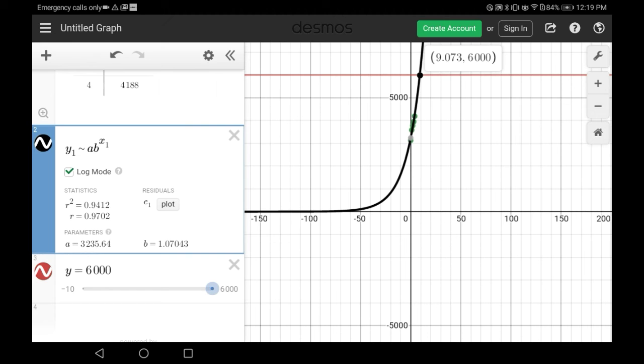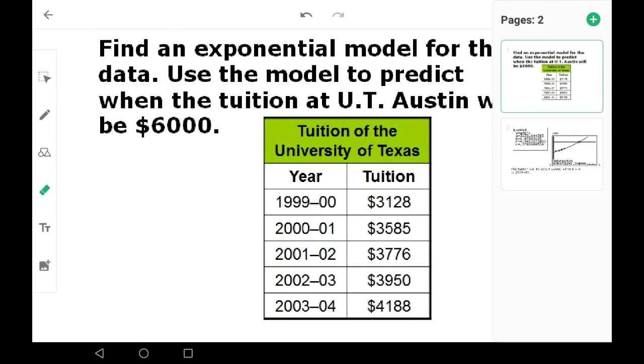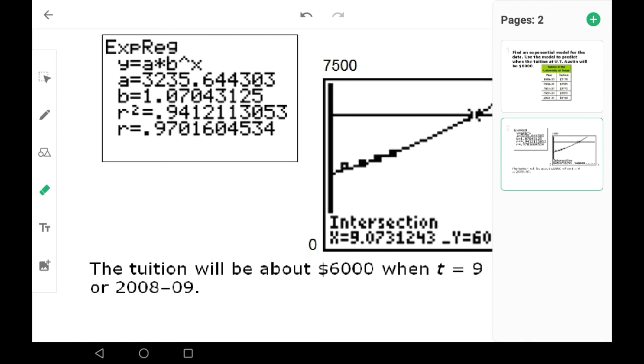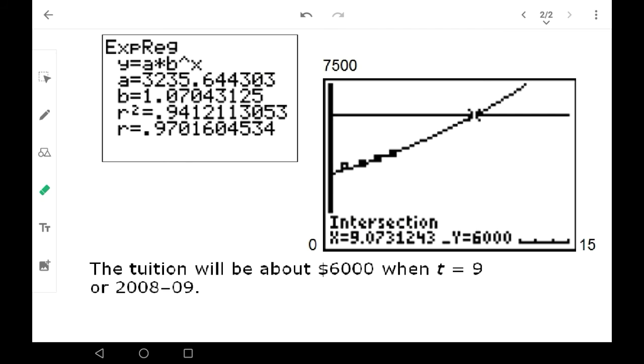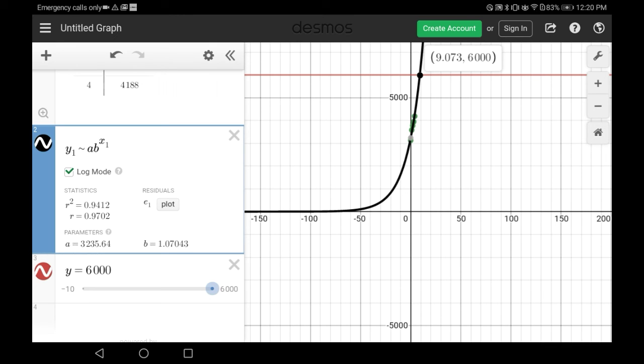So approximately the year is after 9 years, the tuition will be $6,000. And according to my example that I have here, right? Remember that we solved this one in class, right? We got this model. Here, this data that we have is using a graphing calculator, right? So the A is, here we have the value of A, that is this one that we have here. That is the value of A that says 3,235.64. And let's check there if it's the same. 3,235.64. We got the same A value.